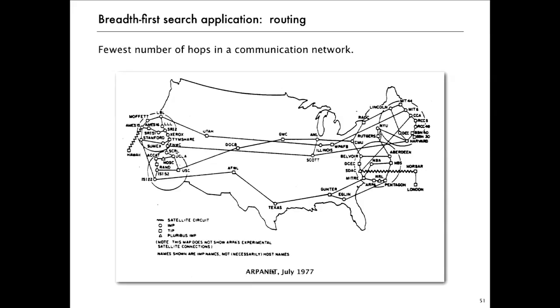So here's an old application of breadth-first search in computer networks. It's very important. When you're communicating from one place to another, you want to get there in the fewest number of hops. This is the ARPANET, the predecessor of the Internet, as of July 1977. Things were slow, and computers were small and slow. It's important to do these things in a small number of hops. And with breadth-first search, you could take this graph and figure out the shortest way to get from one place to another. That's a typical application of breadth-first search.